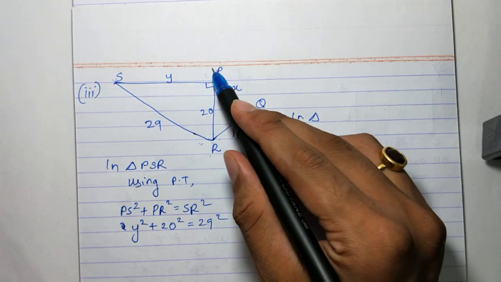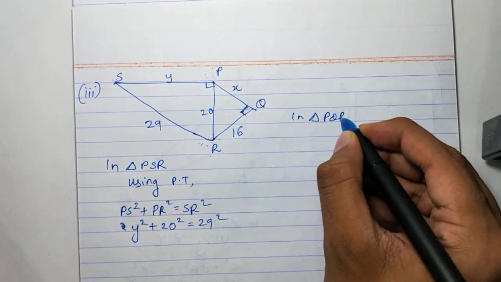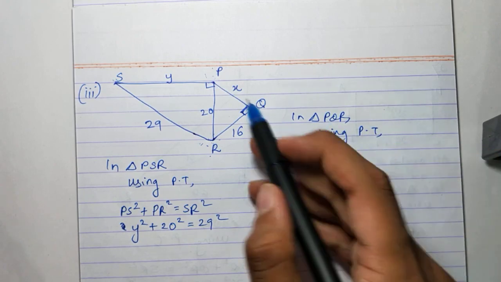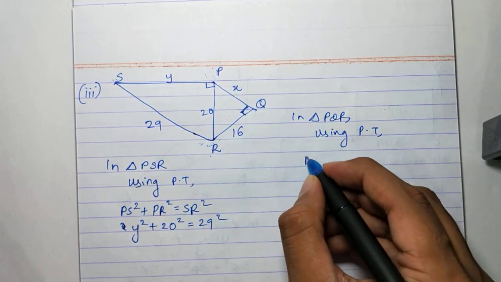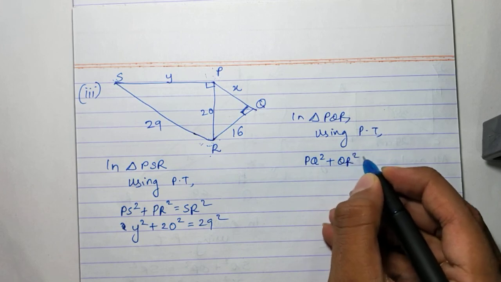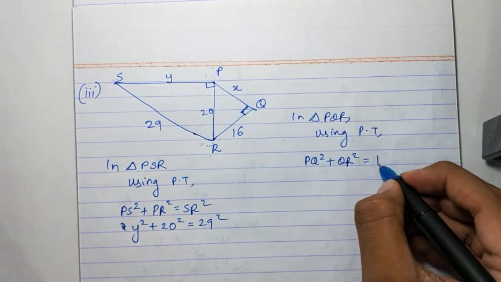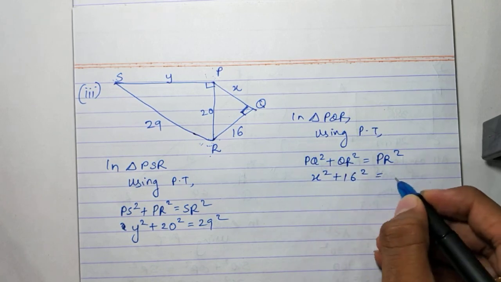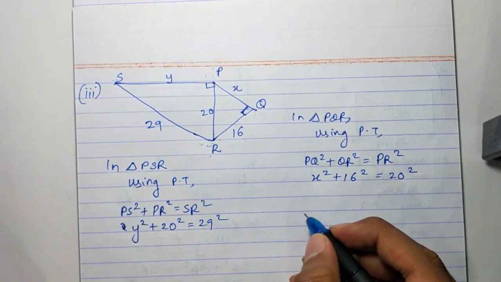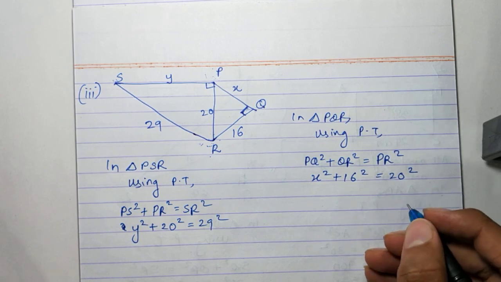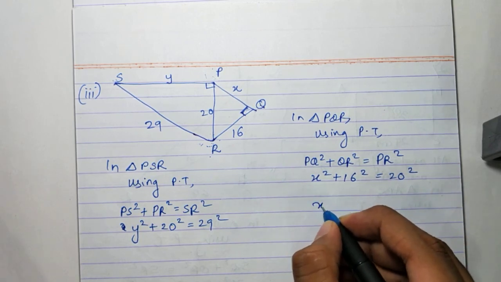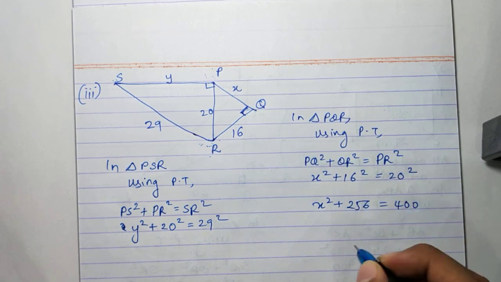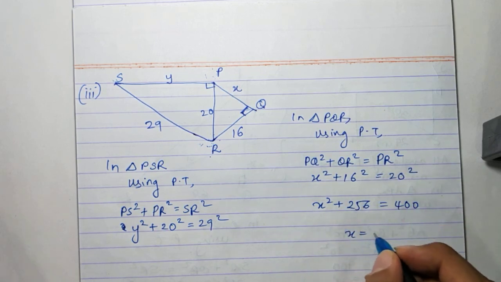So in triangle PQR, using Pythagoras theorem, PQ square plus QR square equals PR square. So x square plus 16 square equals 20 square. Just subtract it, you will get the value of x as 12.